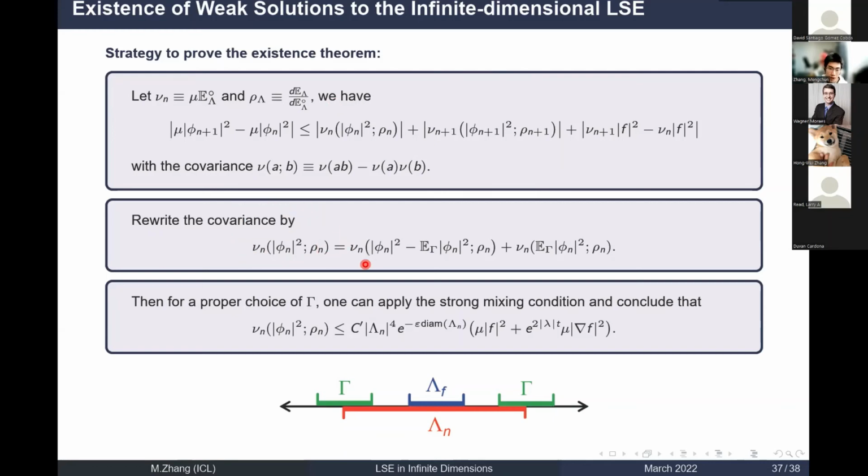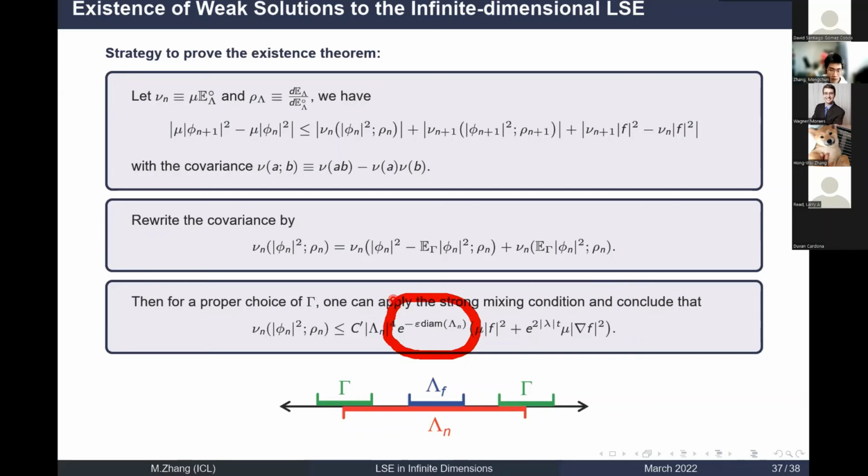And the trick is to introduce another factor, E gamma, and decompose this thing into two terms. If we can choose a proper gamma, then one can use the strong mixing condition like this one to deduce that the covariance is bounded by this guy here. As you can see, this is independent of lambda if we fix the initial condition f. And also you have this exponentially decaying factor. So that's all we need.